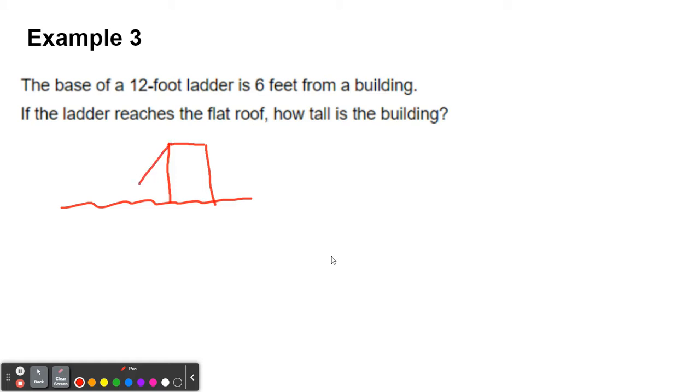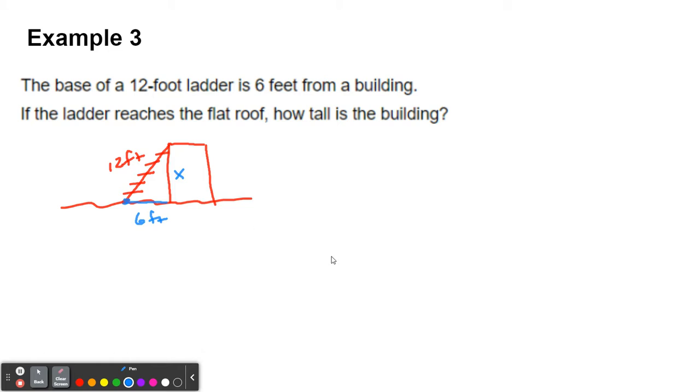So here's my ladder, and my generic ladder is this. There's my ladder. The ladder is 12 feet long, so this length is 12 feet. The base of the ladder, right here, is 6 feet from the building. So this length right there is 6 feet. And we wonder, if the ladder reaches the flat roof, so there's the roof, how tall is the building? So what is this? Call that x. This is what we're looking for.